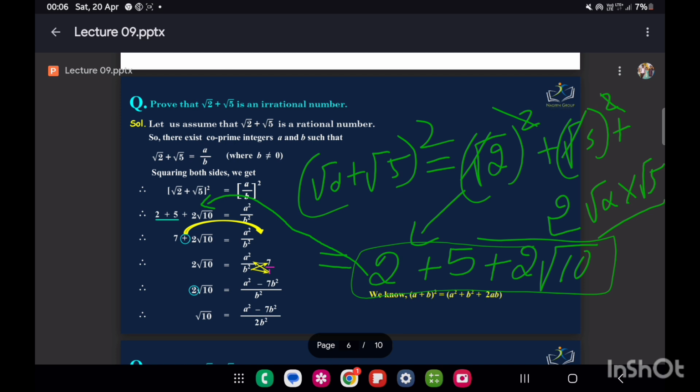That is 2 plus 2 root 2 plus 5 plus 2 root 10 equals to a plus b whole square. They have split it and written it. This also I will write here: (a by b) whole square equals a square divided by b square. This one also they have written here, a square by b square. They have split it and written according to the laws.